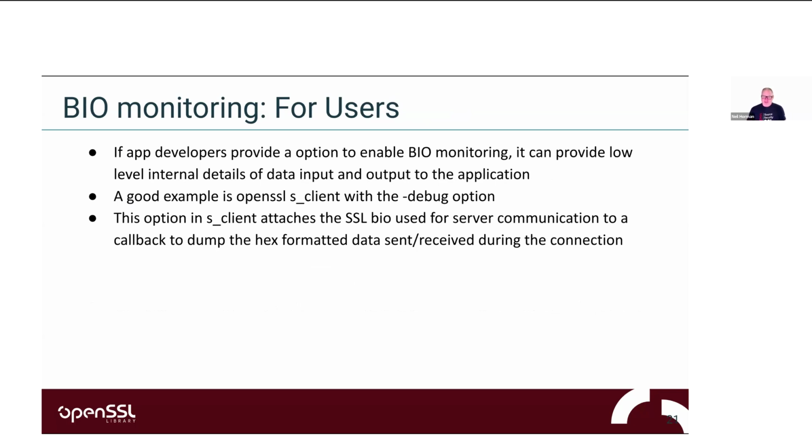For users, if application developers provide an option to enable BIO monitoring, you can see low-level internal details of data input and output to the application. A great example of this is the OpenSSL s_client applet, which has the -debug option. -debug is the runtime enablement switch that tells the s_client applet to register a BIO hook and print anything read to or written from the s_client's SSL object to the console. This lets you see the hexadecimal dump of any data we're sending to a server with this applet.